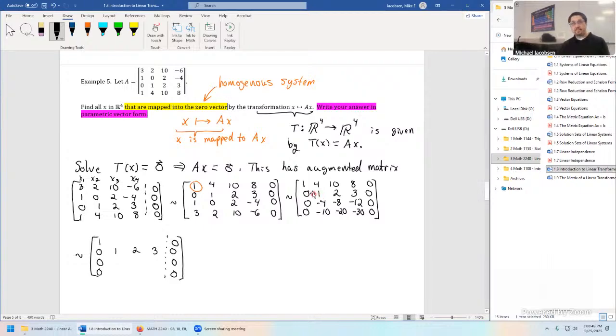Now take negative 4 times row 2, add to row 1. We'll get 0. Negative 8 plus 10, so positive 2. Negative 12 plus 8, so minus 4. Look all right so far?